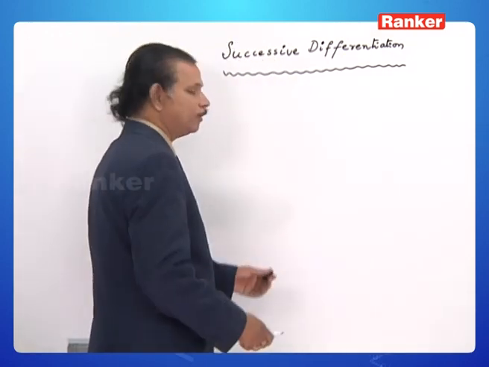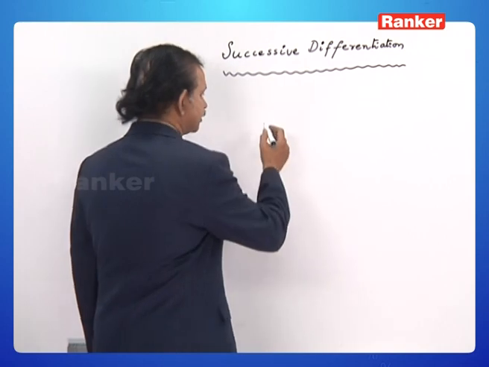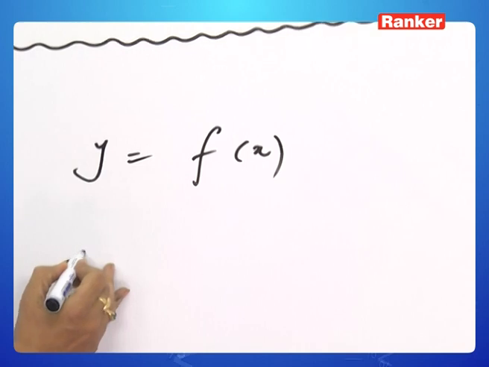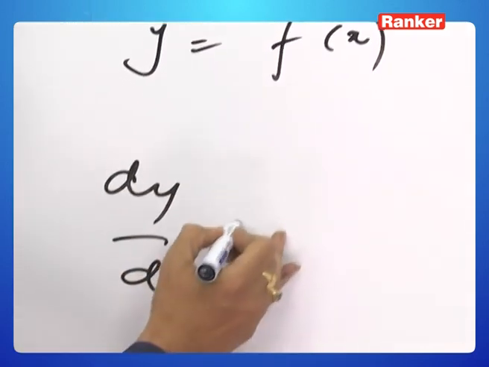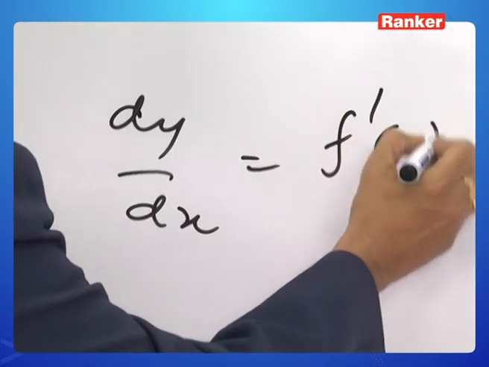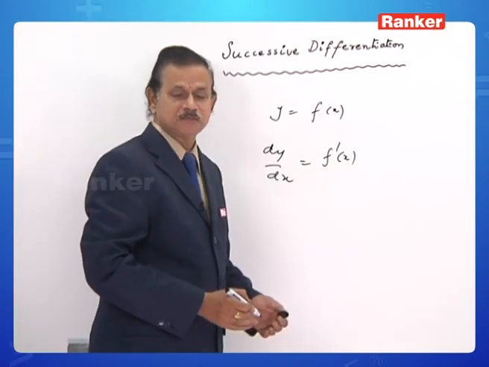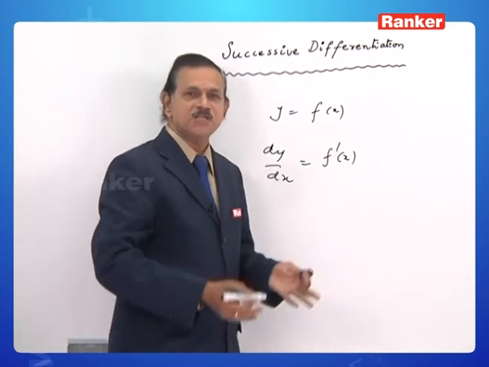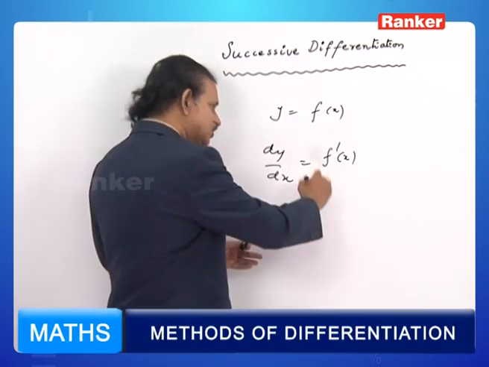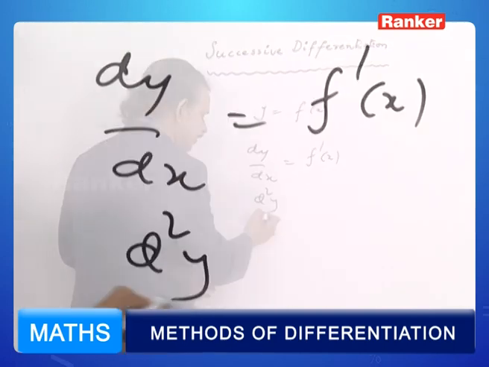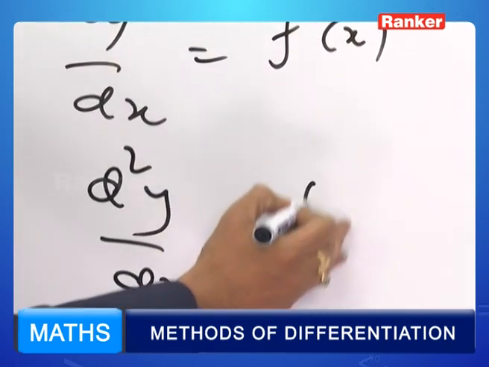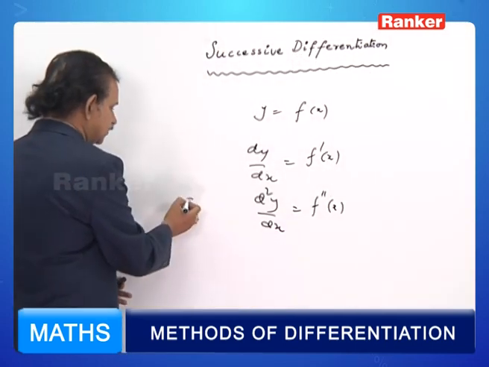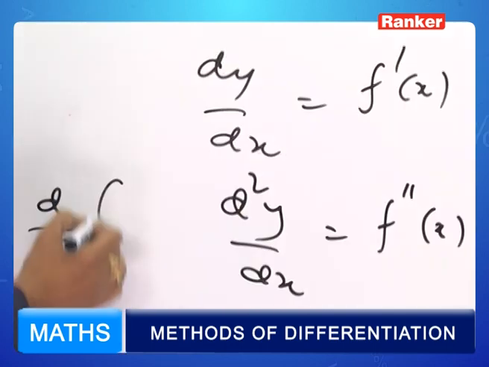What is meant by successive differentiation? Suppose y is equal to f of x is a function. Then dy by dx is f dash x. Even this is also a function of x. It might be differentiable. If it is differentiable, then its derivative is d square y by dx square, that is f double dash x. What do you mean by d square y by dx square? It's nothing but d by dx of dy by dx.